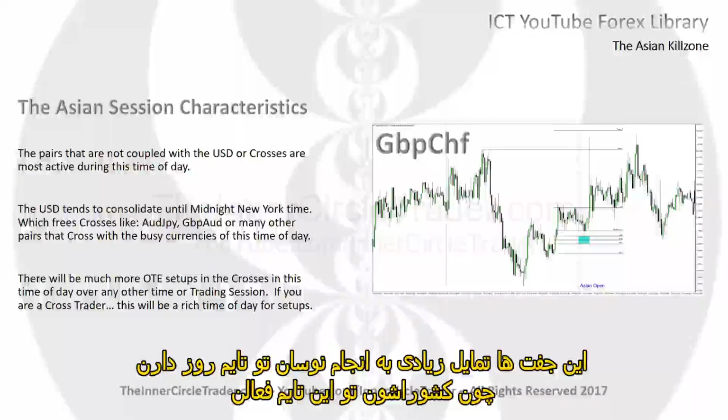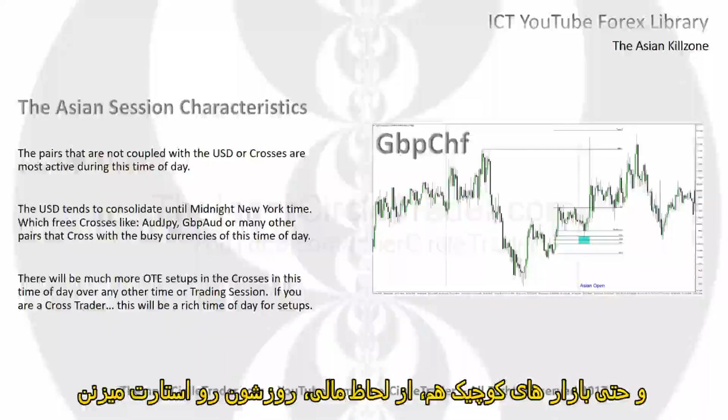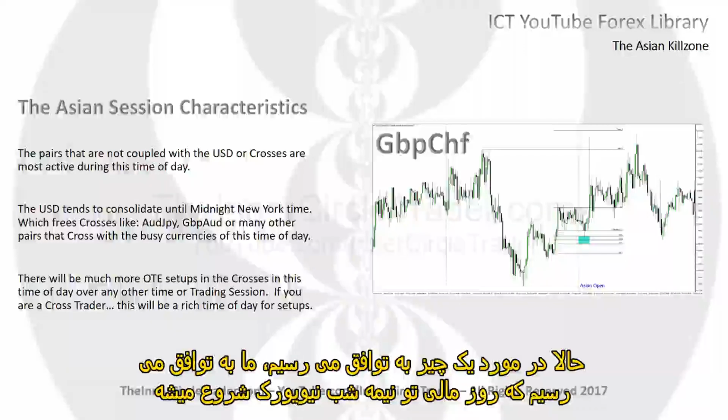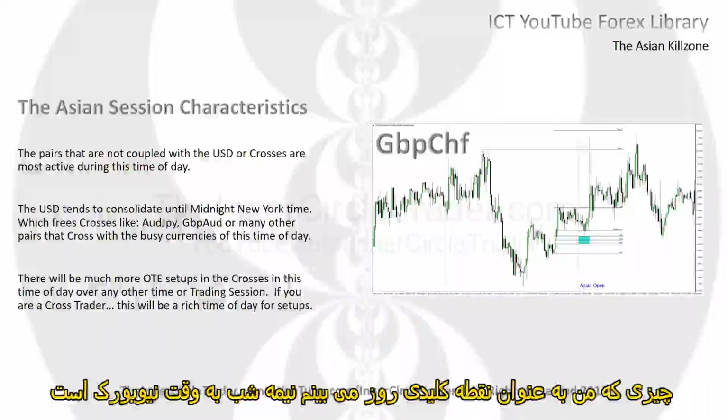Those pairs tend to do a lot of movement, because their countries are active. Their markets are open at that time, and even though they're smaller markets, they do start the financial day. Now, I'm going to agree on one thing. We're going to agree that the financial day starts at midnight New York time, because right now the dollar is still the reserve currency, whether you want to accept that or believe it. That's just the way it is. And what I view as the key point of the day is midnight New York time.